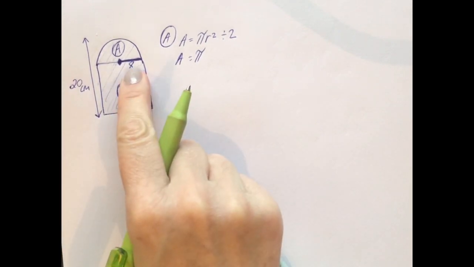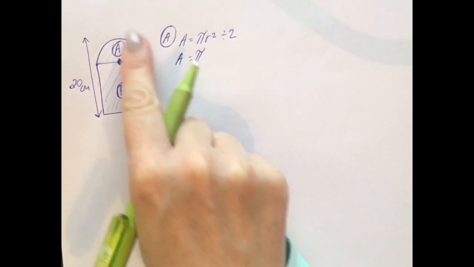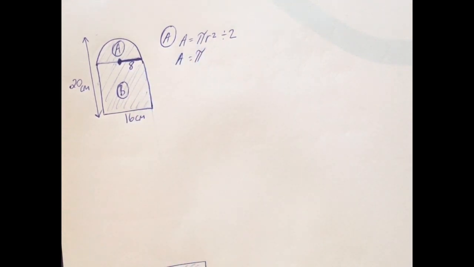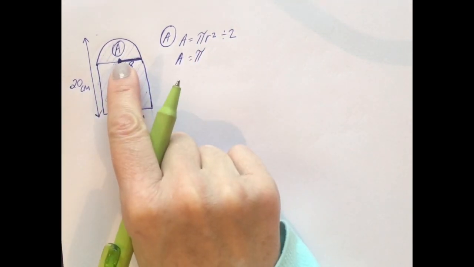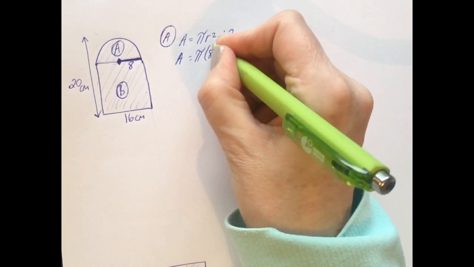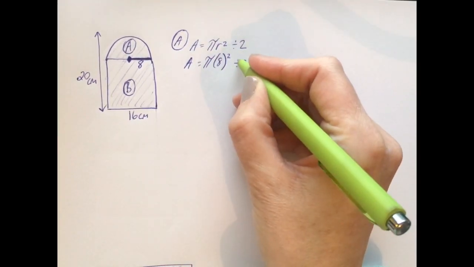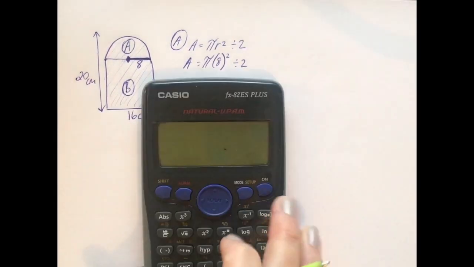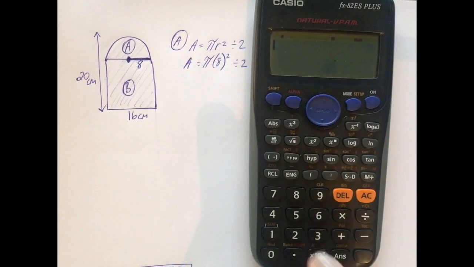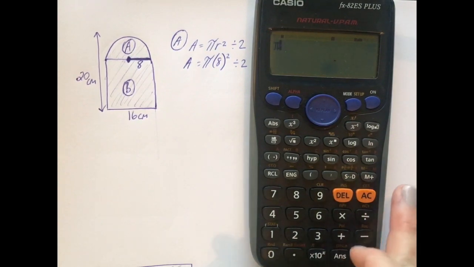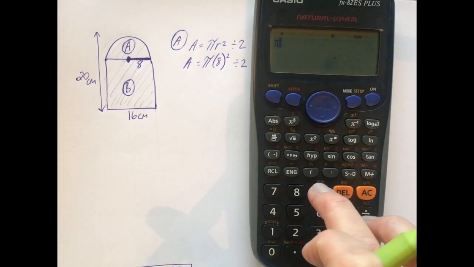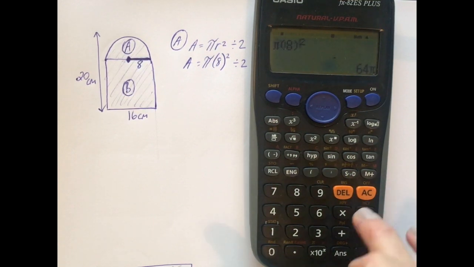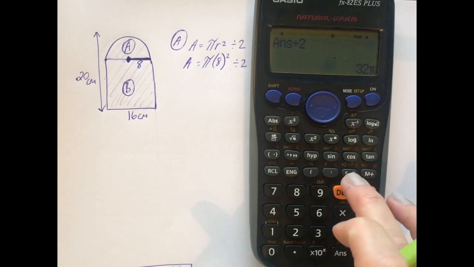So be very careful of this, look carefully for the information to get the correct dimensions. The radius of that semicircle is 8. So put it in as 8, close the brackets, squared, divide by 2. Doing that on our calculators, we're going to put in pi, bracket 8, bracket squared, equals, and then divide it by 2, and change the button.